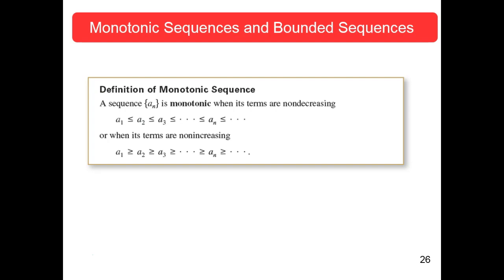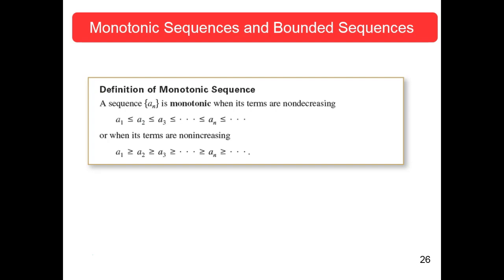Or when it's non-increasing. So a sub 1 is greater than or equal to a sub 2, is greater than or equal to a sub 3, is greater than or equal to a sub 4, and all the way up to a sub n. Can be equal to the previous term, but never less. So monotonic, either it's non-decreasing or non-increasing.